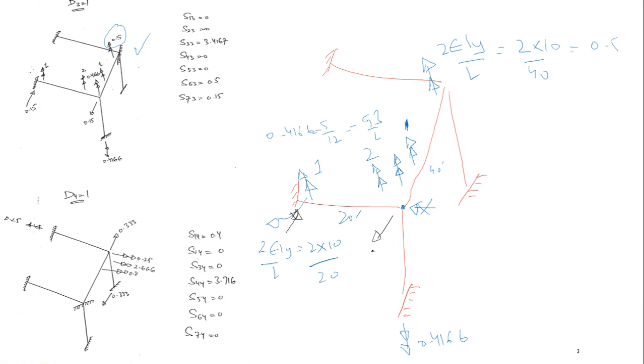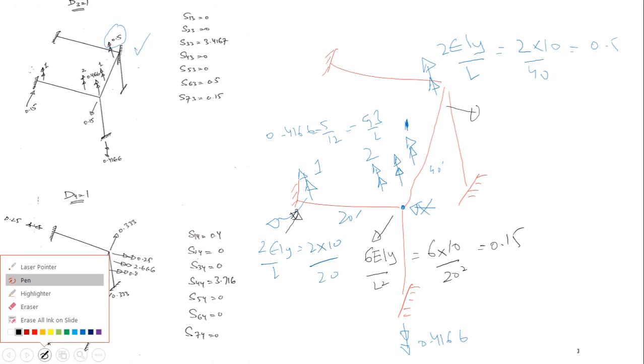The magnitude would be equal to 6EI. Again, the moments are in Y, so 6EIy by L square. So 6 into EIy, which is 10, and the length of this is 20 square, and it comes out to be 0.15. 60 divided by 20 square gives us 0.15 exactly. I needed it because it corresponds to D7. I don't need these loadings because they do not correspond to any degree of freedom.